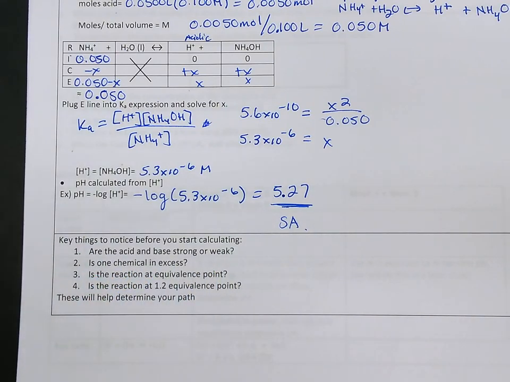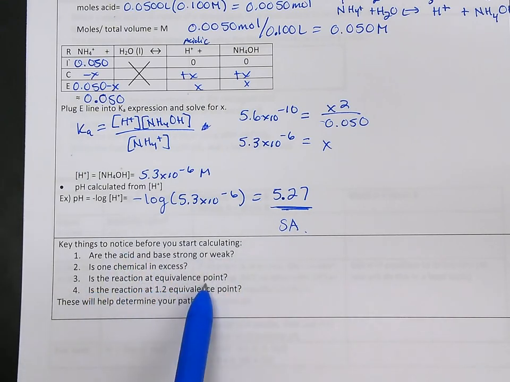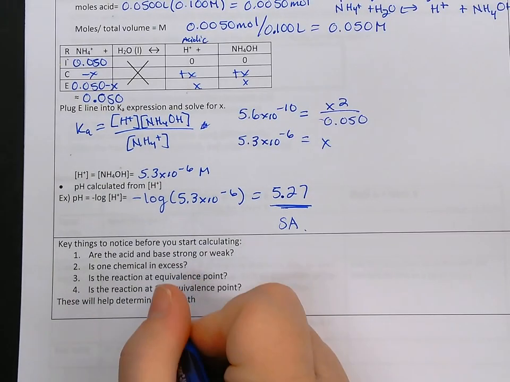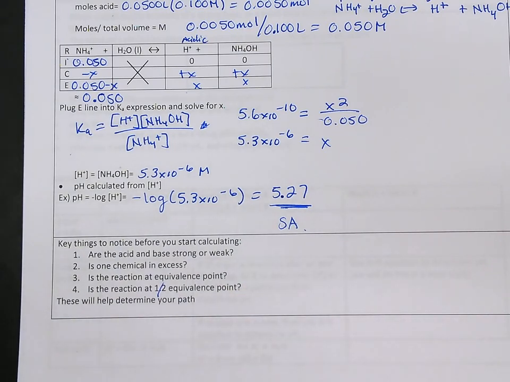Is one chemical in excess? Okay? If they're both strong, that tells you which one is your limiting and your excess, and how to proceed from there. If it's weak and strong, then your chemical in excess is probably going to be your weak one, and that's going to determine where you're at. Is it at the equivalence point? Or is it at half the equivalence point? Okay, all of these will help determine the path that you take. You've got to ask yourself those questions. You've got to know which path you're taking before you set down the path, because you don't want to try and change paths in the middle.